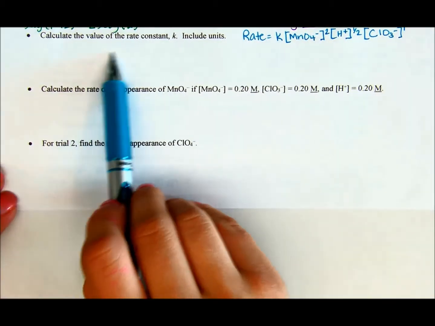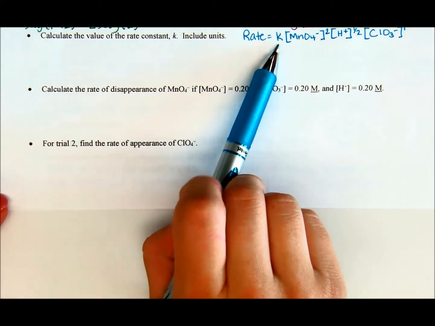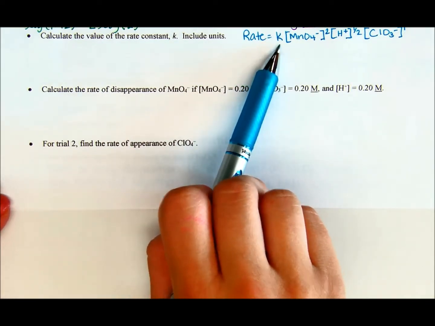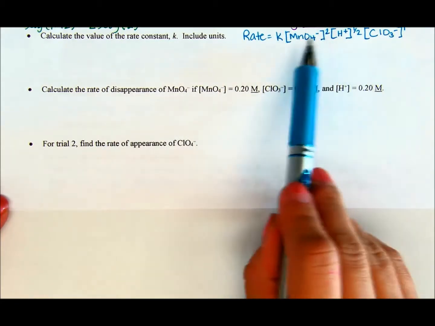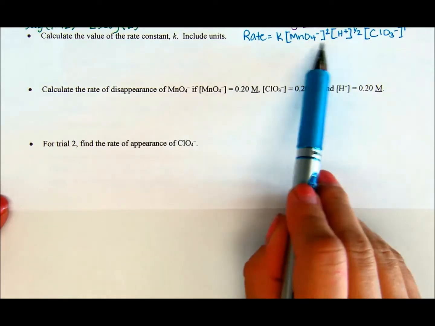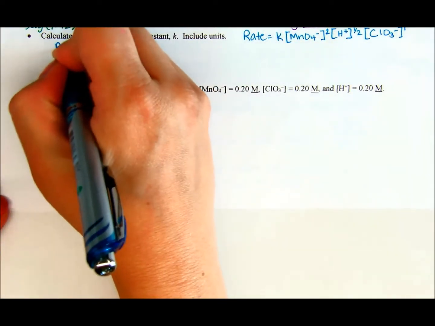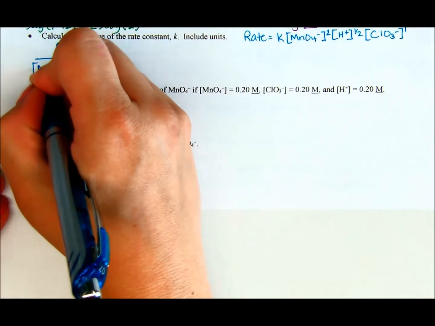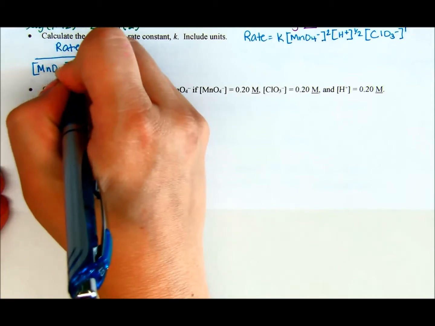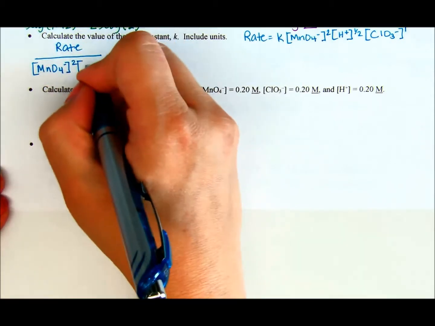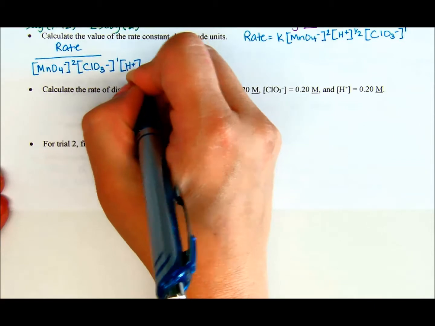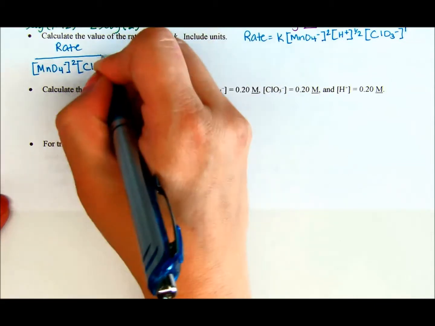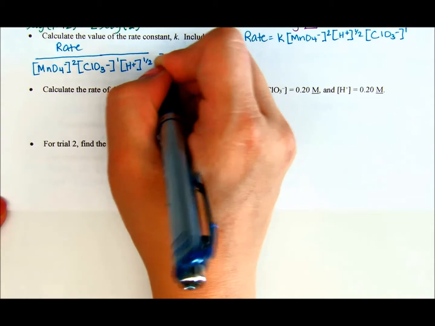Now we're going to calculate the rate constant, or the value of what K is. So we're actually going to get a number and some units for K. And to do that, the only thing I need to do is set everything equal to K. So what I'm going to do is divide both sides by all this stuff here, and then I'll get rate over that equals K. So just algebraically rearranging that equation. So rate over concentration of MnO4- squared times the concentration of ClO3 minus the first power times the concentration of hydrogen ions to the 1/2 power. And that's going to equal K.